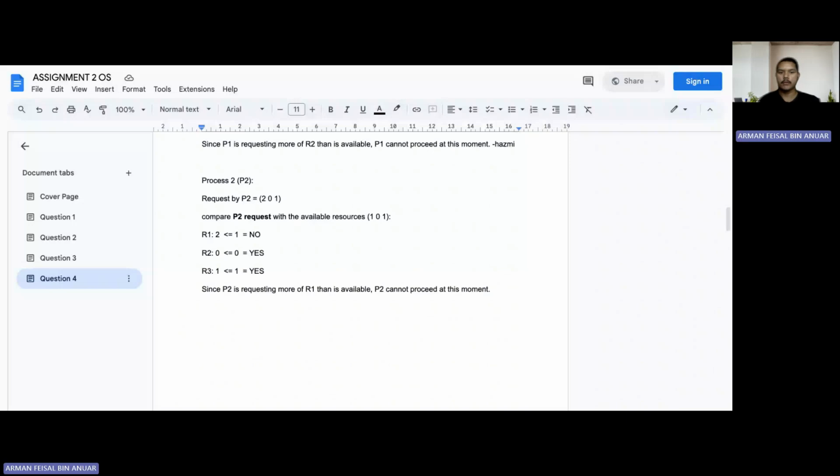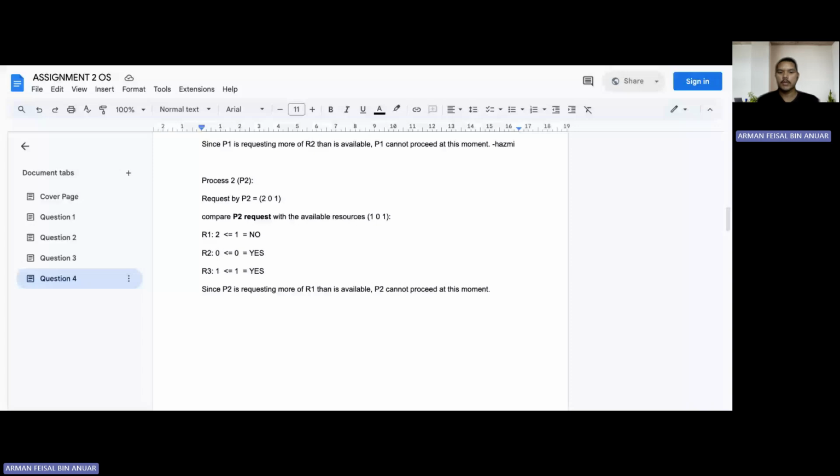For process 2, the request is 2, 0, and 1. If we compare the P2 request to the available resources, which are 1, 0, and 1, resource 1 needs 2, but that is more than 1. So it cannot be requested.